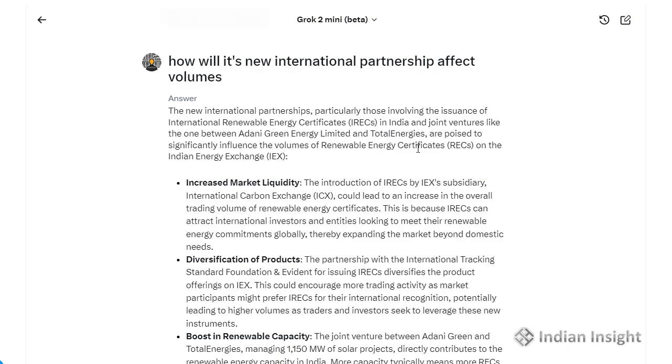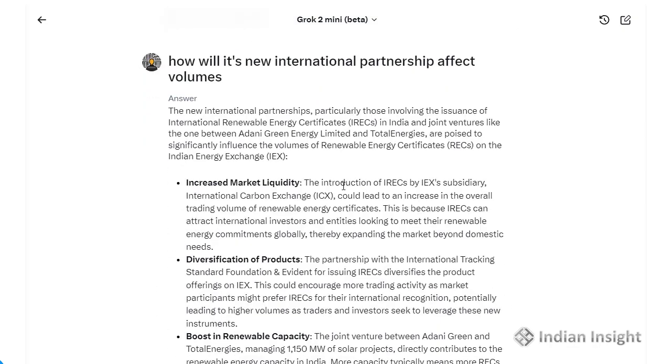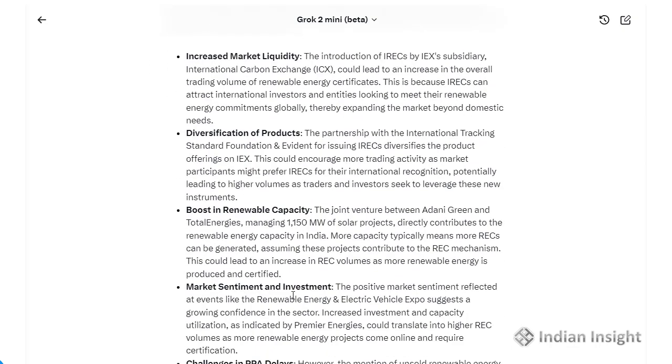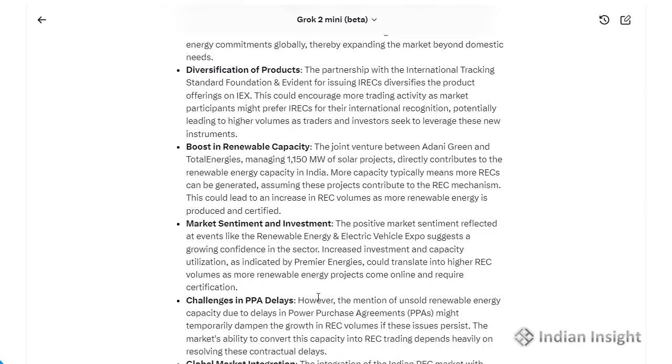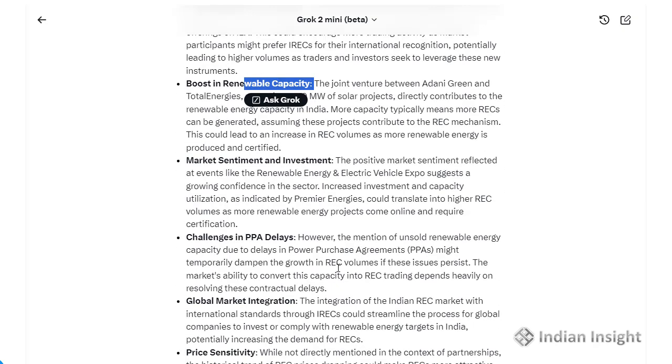So it is talking about how it is poised to significantly influence volumes because it will increase market liquidity, there will be diversification of products, and there will be a boost in renewable capacity. It is mentioning Adani Green and Total Energies. So there is going to be a boost in renewable capacity because of this, and because this capacity can be used to issue RECs. So that is why there will be a boost in volume of RECs traded.